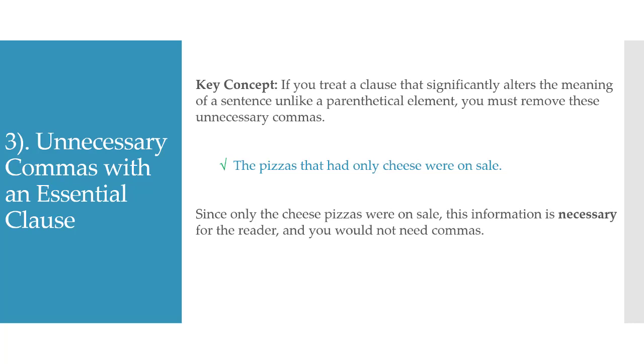For instance, the pizzas that had only cheese were on sale. Here, the phrase that had only cheese is an essential clause to your sentence and does significantly alter the meaning of the sentence. Since only the cheese pizzas were on sale, this information would be necessary for your reader, and you would not need commas.